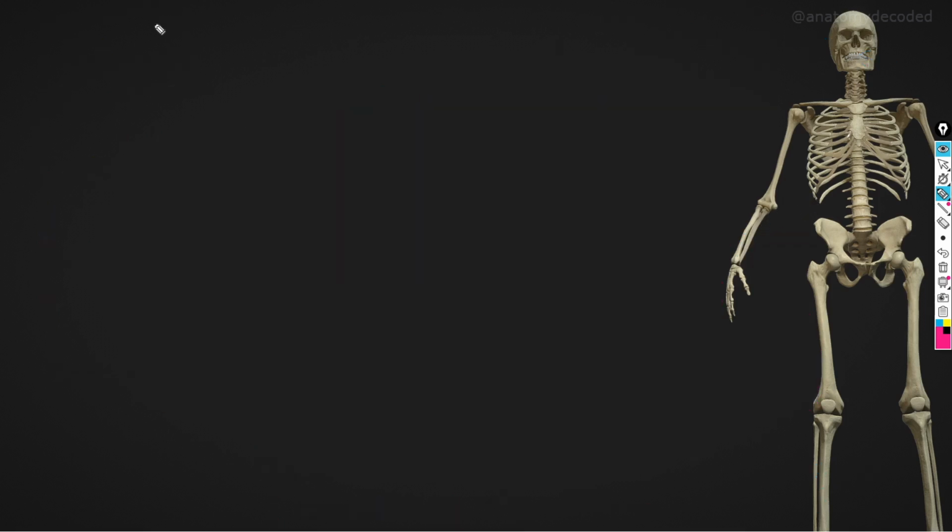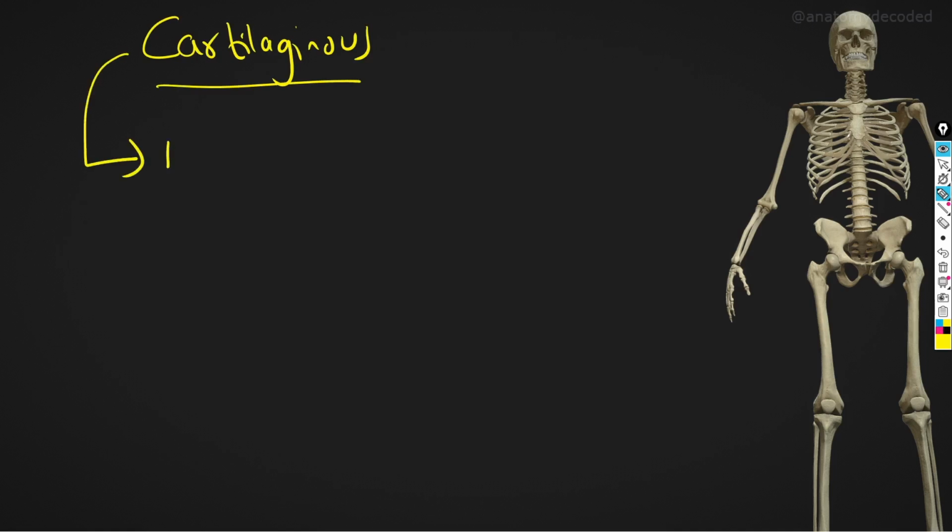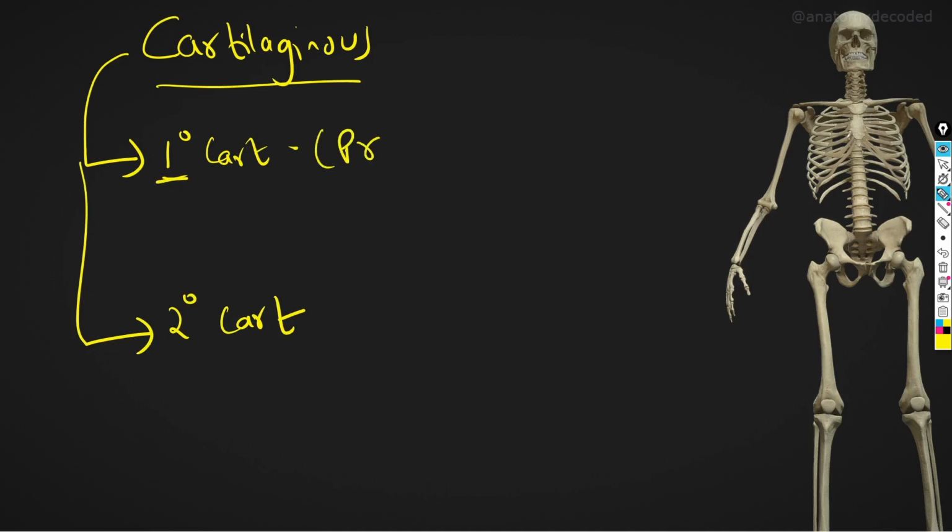Now let's understand cartilaginous joints. Cartilaginous joints are further classified into primary cartilaginous and secondary cartilaginous. I've written short forms here, you can write them completely. Cartilaginous joints have two subdivisions: primary cartilaginous and secondary cartilaginous joints.